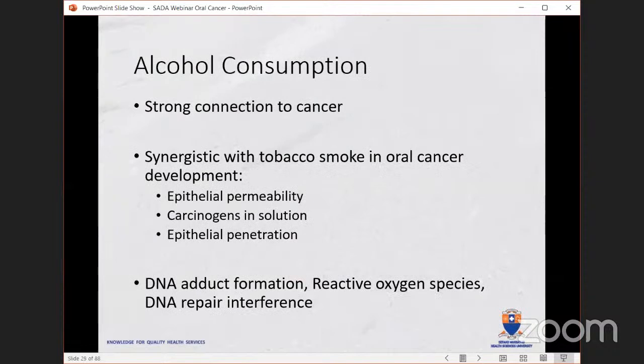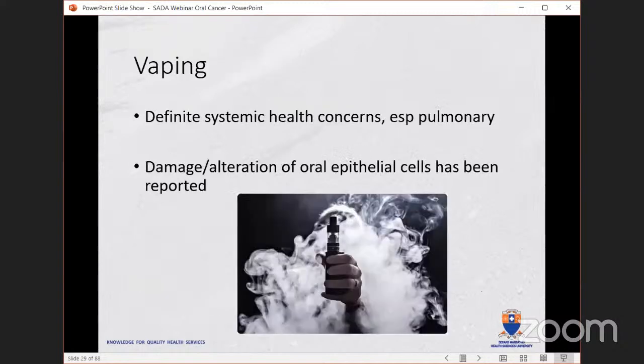Alcohol consumption has a strong connection with several cancer types in the literature. But the synergistic effects of alcohol consumption and tobacco smoke increase the risk of oral cancer, making the oral epithelium more permeable, dissolving the constituents of the tobacco product, and promoting its penetration into the epithelium. However, looking at alcohol use in itself, the chronic use thereof may lead to oral cancer through several mechanisms such as DNA adduct formation, the generation of ethanol-related reactive oxygen metabolites, and interference with the DNA repair mechanisms. And this is obviously not as frequent.